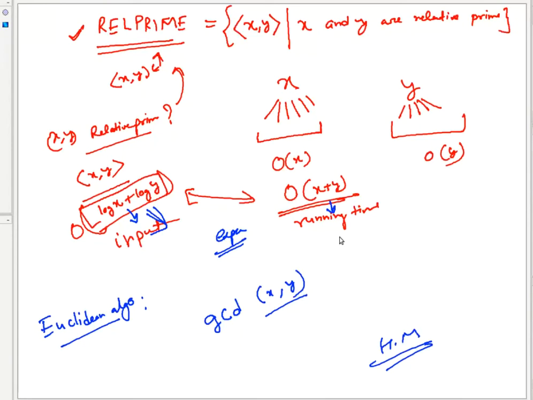Next problem, if we pick, so it says every context-free language is a member of P.